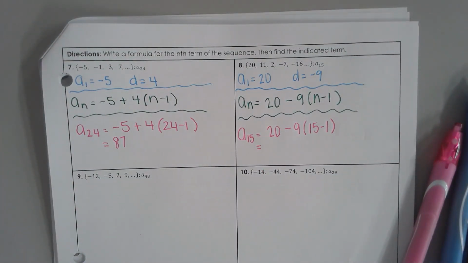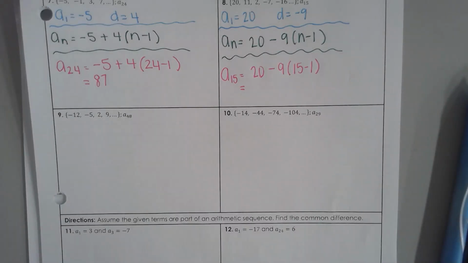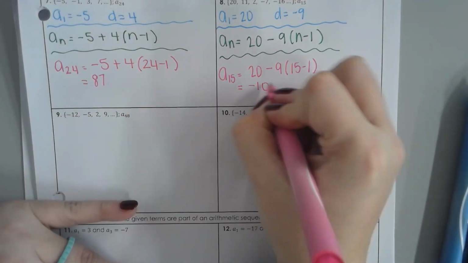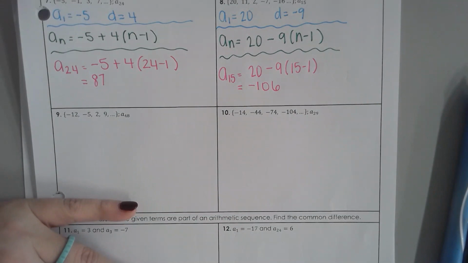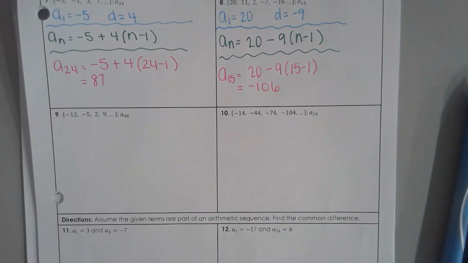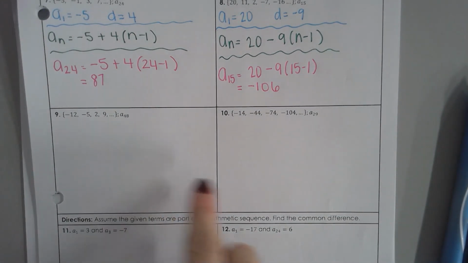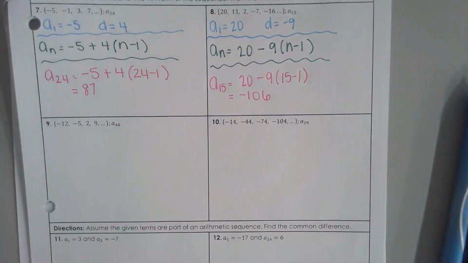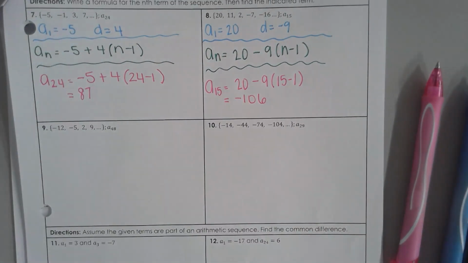And so type that in, and I'm going to call on someone to tell me what you get. 20 minus 9, and then 15 minus 1. All right. And Axton, what do you get when you type that in the calculator? Negative 106. Does everyone agree? Yeah. Okay, good. I want you to do numbers 9 and 10, and I expect to see all of this stuff, not just a final number.